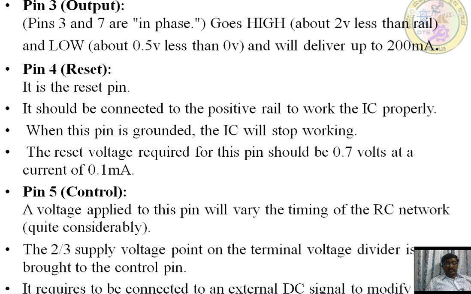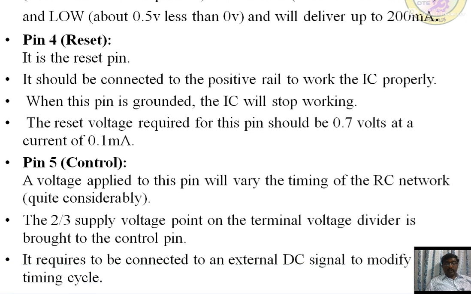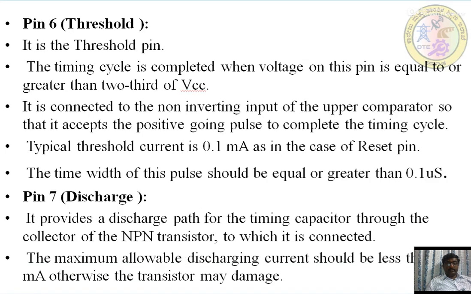Pin number 5 is the control. The voltage applied to this pin will vary the timing of the RC network quite considerably, and the 2/3 supply voltage point on the internal voltage divider is brought to the control pin. It requires to be connected to an external DC signal to modify the timing. That is the control signal, and it should be connected to the external DC signal.